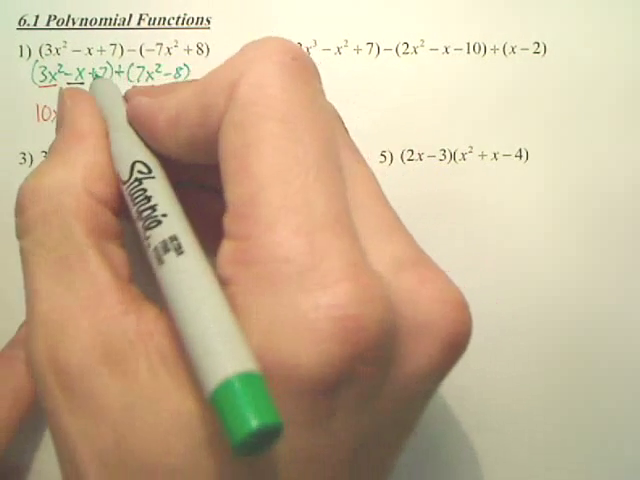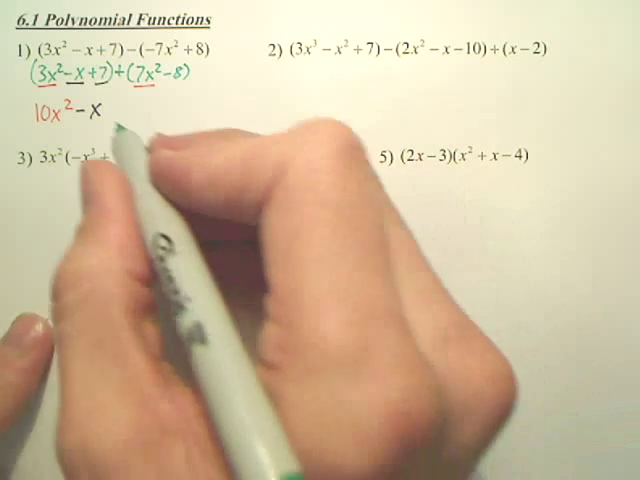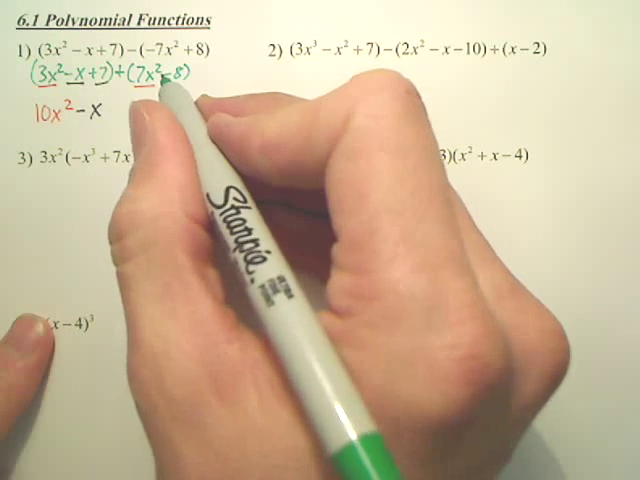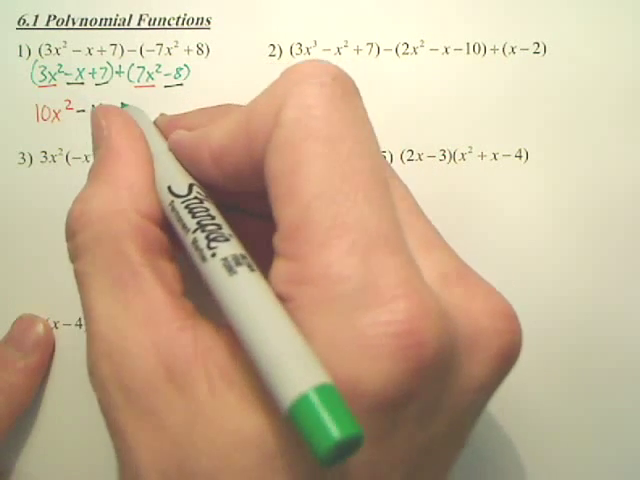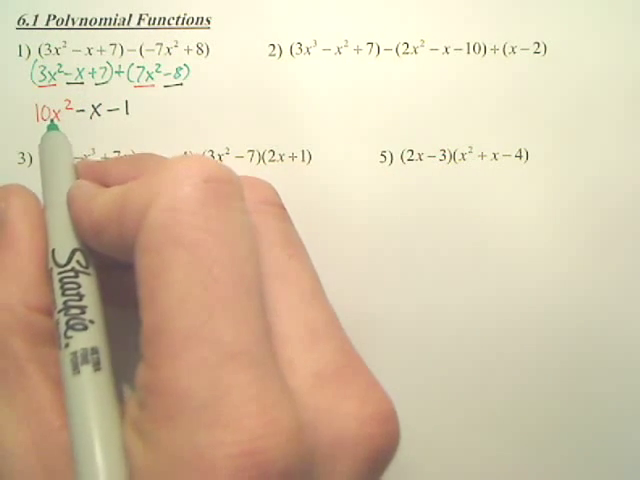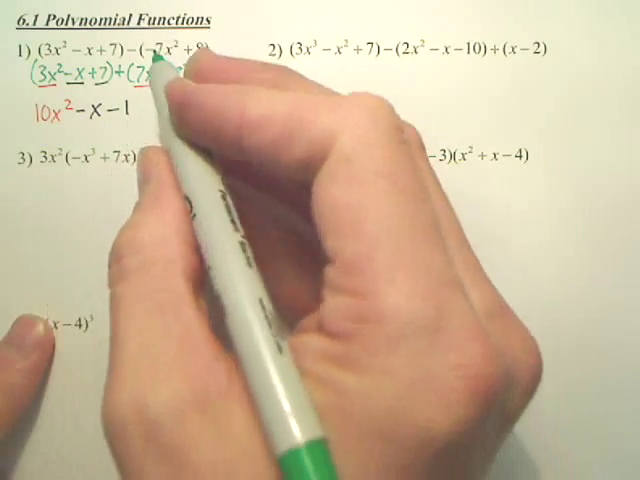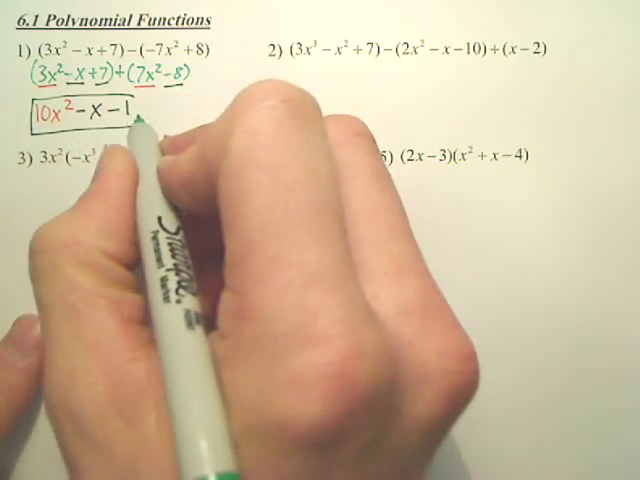Last piece is the 7. Does 7 have anything to combine with over here? Yes, a negative 8. What is 7 and negative 8? Negative 1. You always go from the highest power down. It's called standard form. There it is.